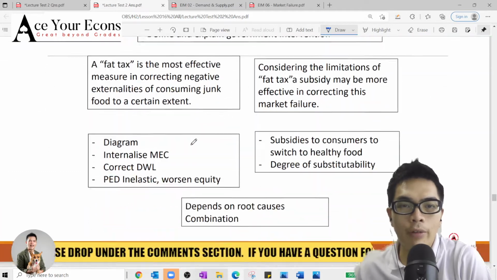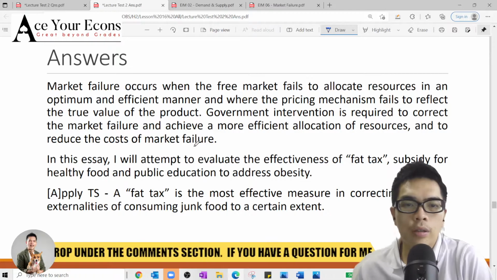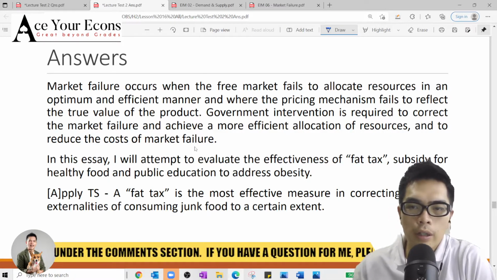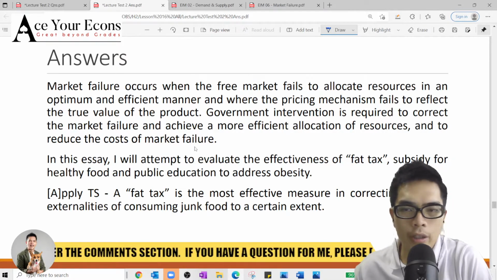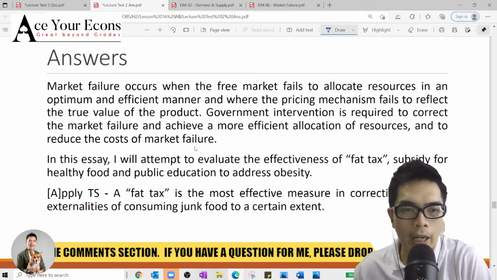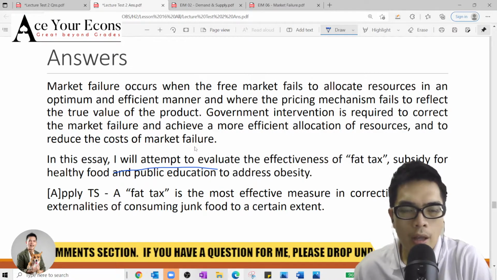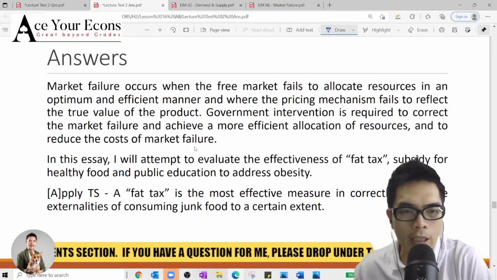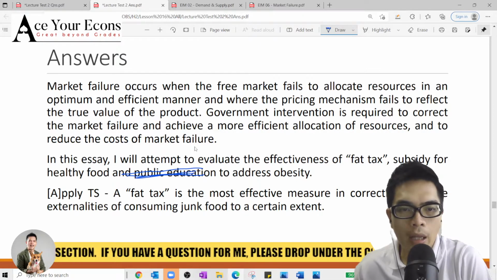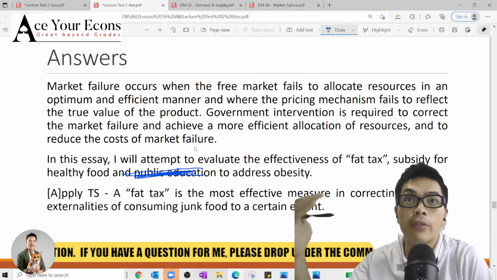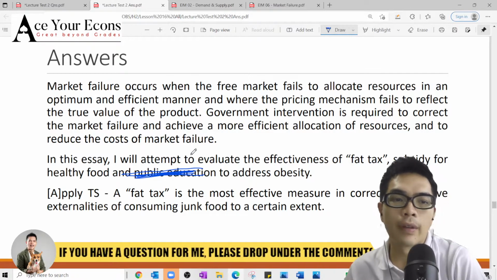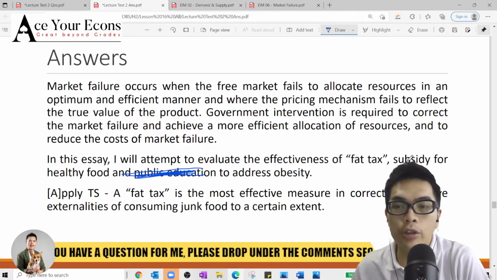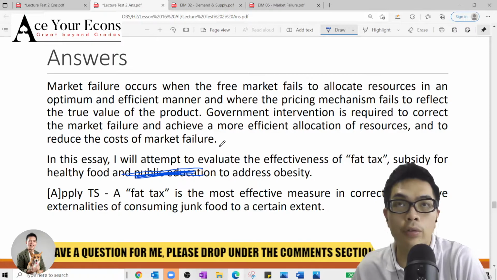So I'm going to quickly run through. You can strike away public education. I'm going to use this too. I did not use public education. Public education you can use if you use info failure as your secondary source of market failure. I'm going to strike away this. I'm going to show you how a subsidy for healthy food works.